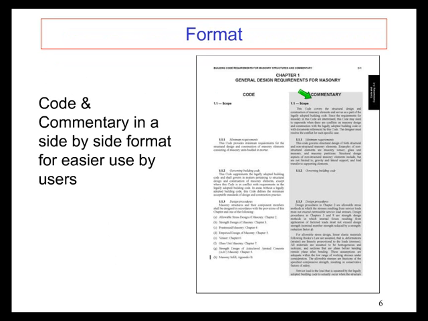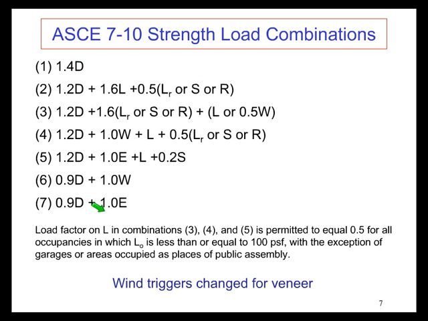We have the code and commentary side by side, hopefully providing easier use for the designers, for you all that are using it. It did increase the number of pages going to that format, but I think it is very useful. The 2011 is also based on ASCE 7-10 load combinations, strength load combinations and allowable stress load combinations. And of course, the big change in ASCE 7-10 was that wind is now a factored load.